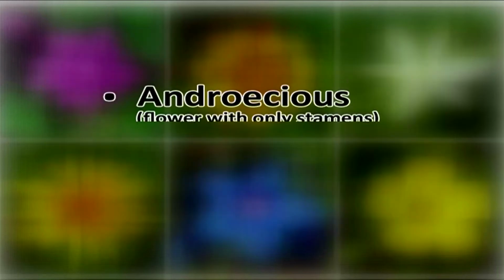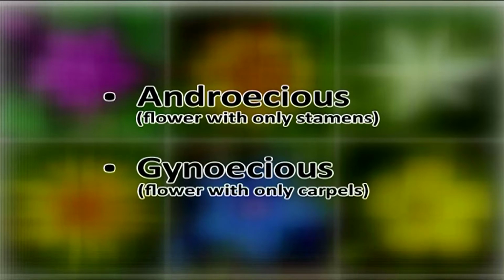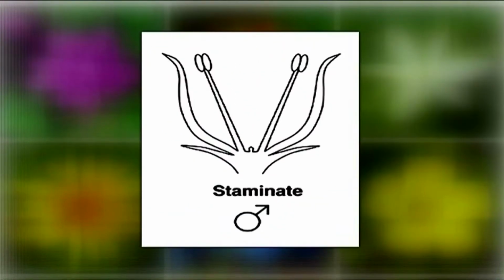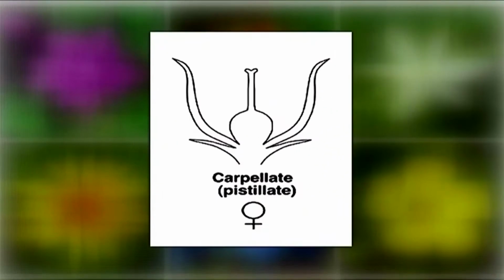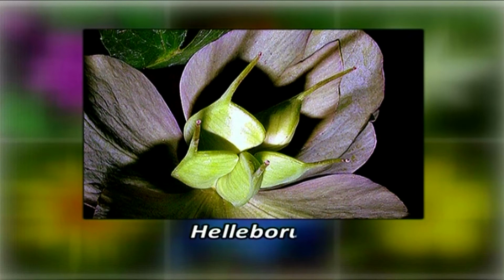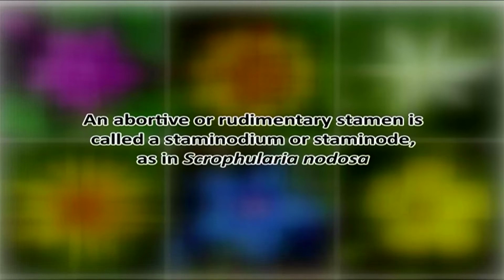A flower with only stamens is called androecious, whereas a flower with only carpels is called gynoecious. Similarly, a flower having only functional stamens and lacking functional carpels is called a staminate flower, as in Rhascopelina, and plants with only functional carpels is called pistillate, as in Hellebores. An abortive or rudimentary stamen is called staminodium or staminode, as in Scrophularia nodosa.